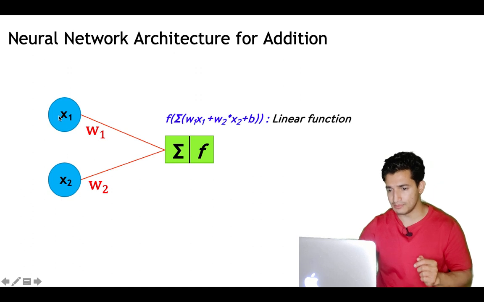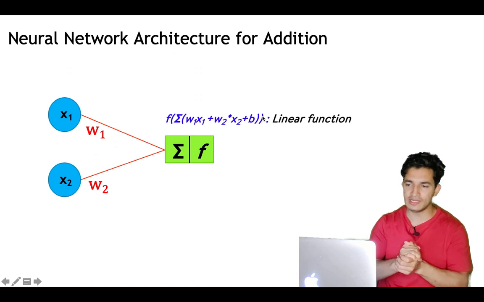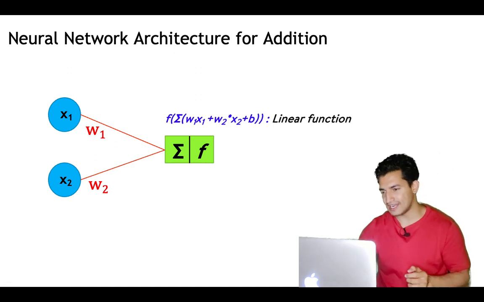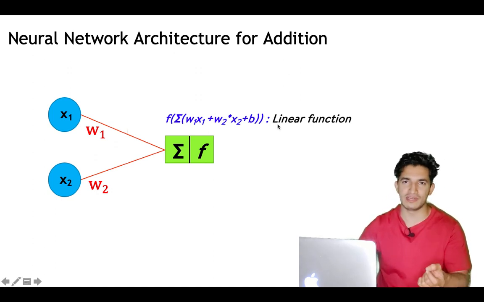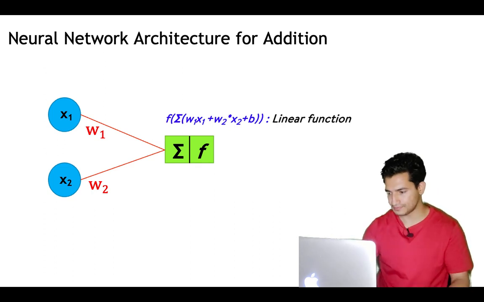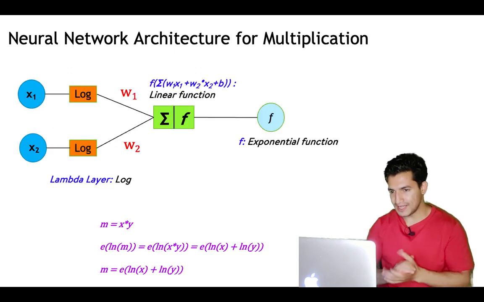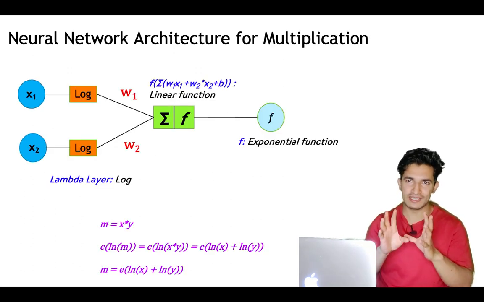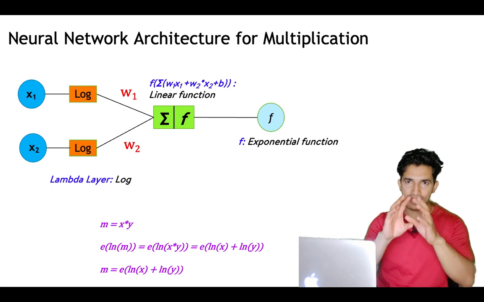For addition, it can be simply two inputs and their weights going to the neuron, where the weighted sum of inputs and weights will happen: w1x1 + w2x2 plus bias, and it can be passed through a linear function. So basically the neural network just has to learn that the weights are close to 1, and that the f function can be a simple linear function or identity function which will map x to itself, and addition is done.